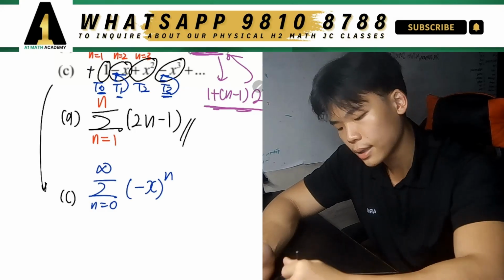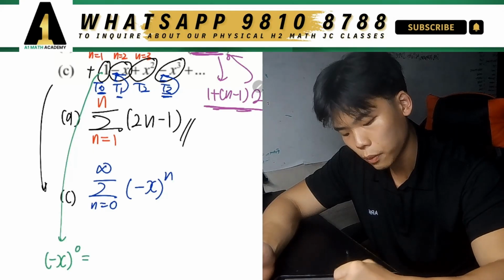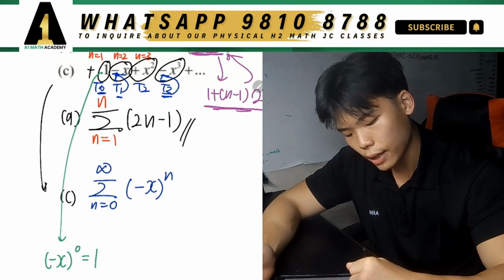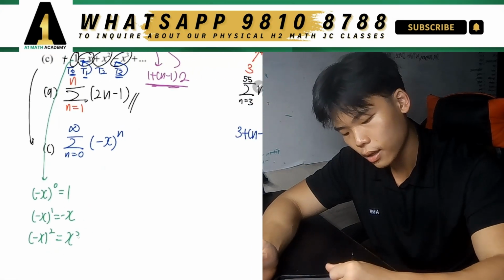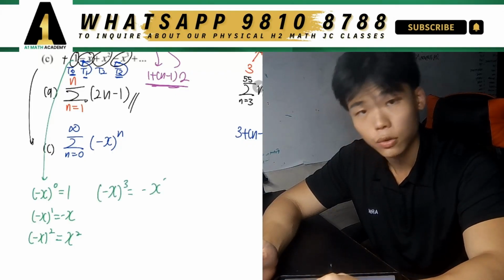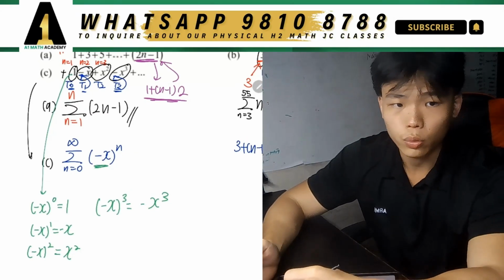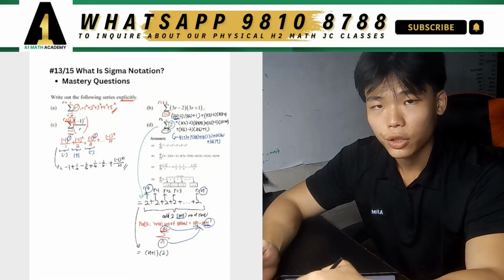Because if you realize that 1 over here is essentially negative x to the power of 0, which gives me 1, right? Negative x to the power of 1 gives me negative x. Negative x to the power of 2 gives me x squared, which is what we have over there, and it's positive. And then negative x cubed gives us negative x cubed over here. So the general term is actually this. And this is all done through just pure observation. So, yeah, these are the 2 introduction questions to sigma notation.